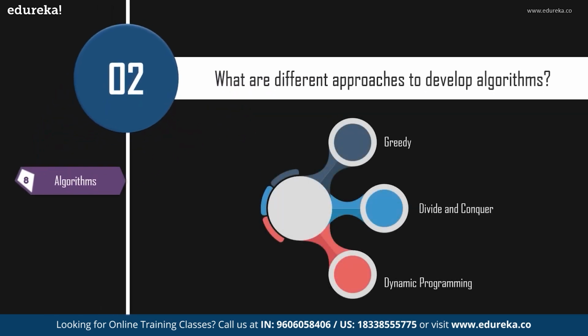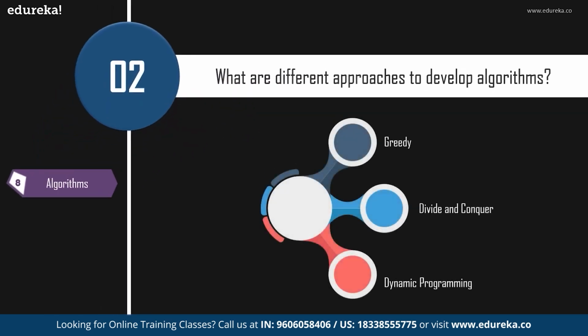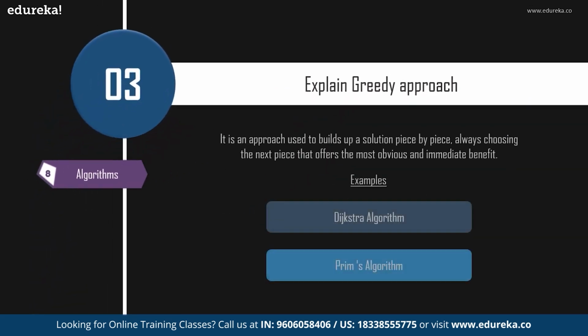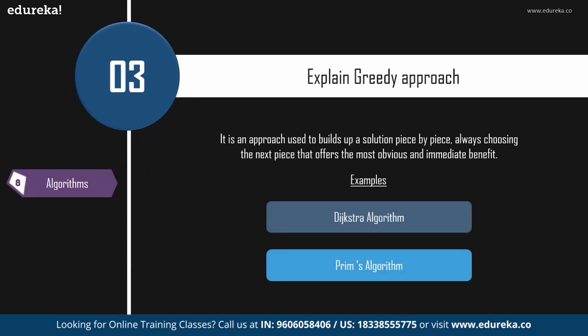Now moving ahead to the next question, what are the different approaches to develop algorithms? So there are mainly three approaches. First one is greedy approach, then you have divide and conquer approach, and the third one is dynamic programming. Now the next question is explain greedy approach. An algorithm that follows greedy approach builds a solution in a step-by-step manner. It is mostly used in optimization problems. It makes the optimal choice at each step to solve the entire problem. Its examples include Dijkstra's algorithm and Prim's algorithm.